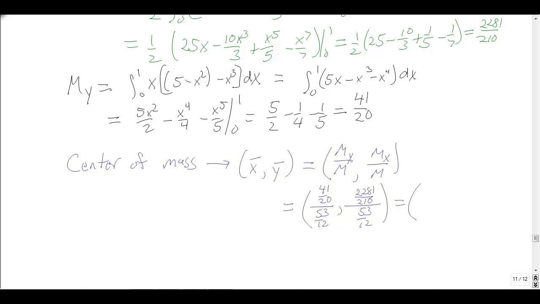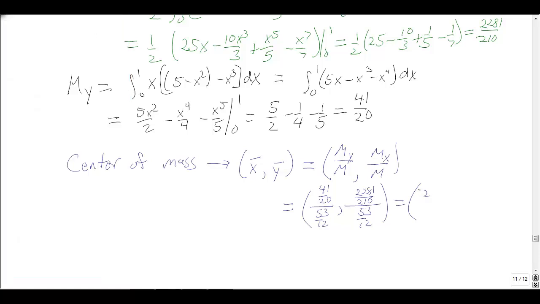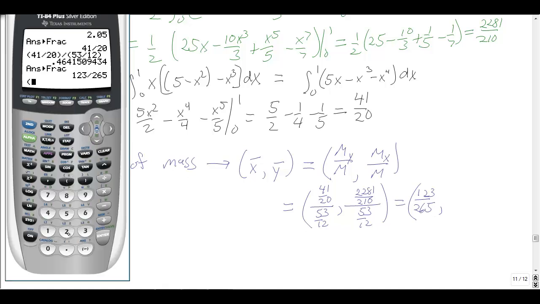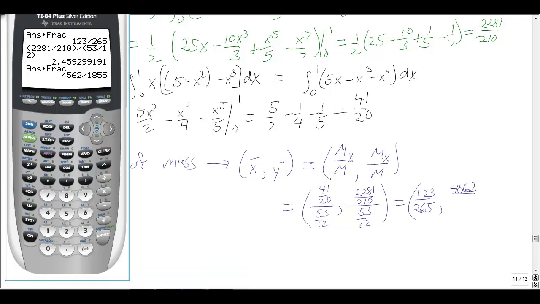And I'm going to use my calculator to sort of simplify this. So let's do 41 divided by 20 divided by 53 divided by 12. We get this, and then math to a fraction. Spits out 123 over 265. And then we're going to get, how about 2281 divided by 210 divided by 53 divided by 12. Let's hit enter. We get like 2.5. Go to a fraction, and we get like 45. Was it 62 over 1855?